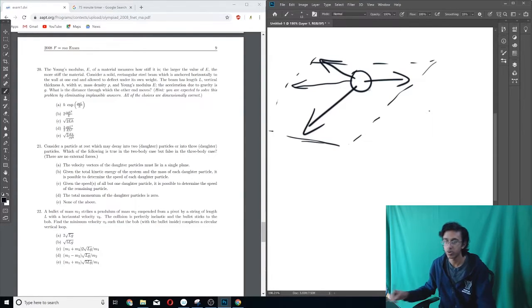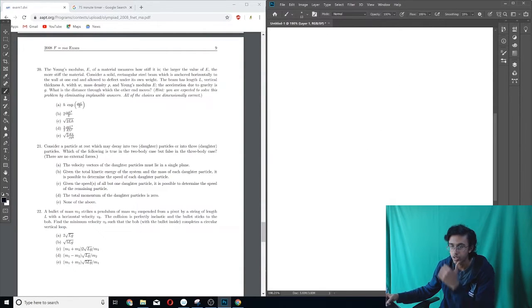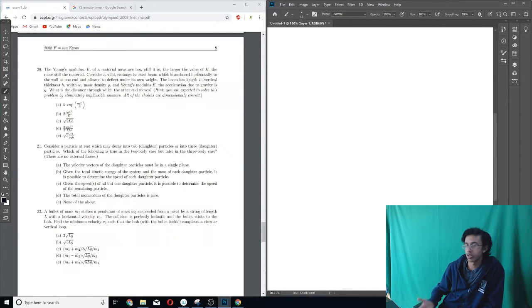Alright, given the total kinetic energy of the system and mass of each daughter particle, it is possible to determine the speed of each daughter particle. Well, that's not necessarily true, right? Because, oh wait, speed though. Well, it's for sure possible in the 2-body case because of conservation of momentum and stuff. I feel like it's also true in the 3-body case. Let's see if there's any other obvious ones.